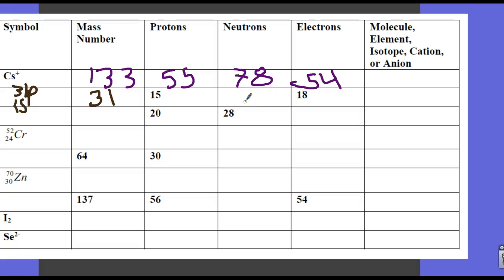And to find the neutrons, you would do 31 minus 15, which gets us 16. But I see here we have 18 electrons and 15 protons, so we have 3 more negatives. This must be a 3 minus, which would make it an anion. I'm going to just write an A for anion.